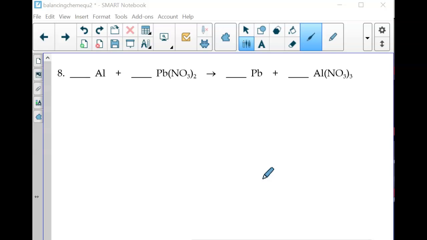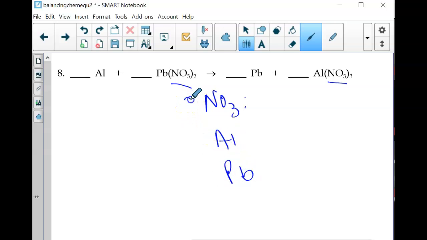Okay, so number 8 then, let's go over number 8. We can do NO3 as a group because it's a polyatomic on both sides. Remember, this is just a shortcut method, the NO3 being polyatomic. Sometimes, even if the polyatomics are on both sides of the arrow, it still won't help us balance. Sometimes we still have to go back to default, which is individual atoms. So I have NO3, Al, and Pb. I have 2 NO3s, 1 Al, 1 Pb. 3 NO3s, 1 Al, 1 Pb.